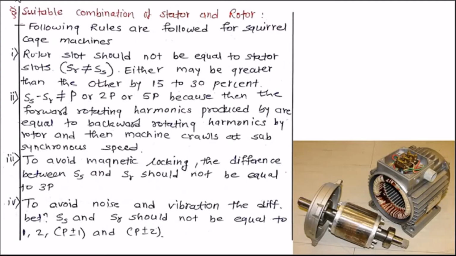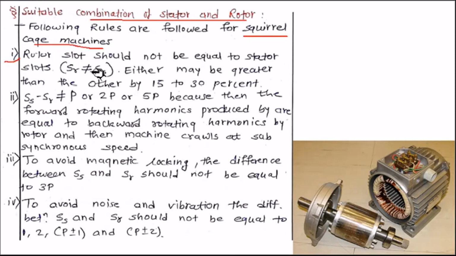For the design of the rotor, we have to follow some rules or suitable combinations for stator and rotor slot design. These are the four rules to be followed for the design of squirrel cage machines. You have to remember these rules. The first rule is that rotor slots should not be equal to the stator slots.